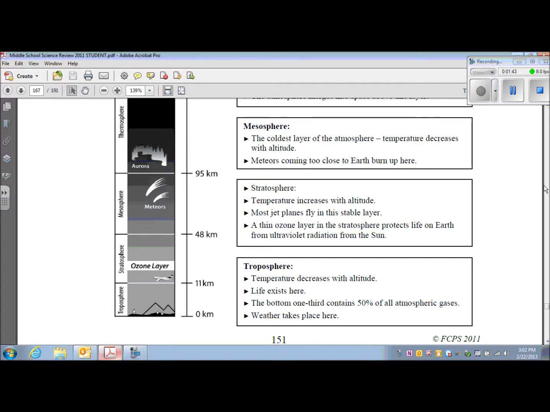In the layer that is closest to the Earth, called the troposphere, temperature decreases with altitude. Life exists here. The bottom 1/3 contains 50% of all atmospheric gases, and weather takes place here. In the next layer, the stratosphere, temperature increases with altitude. Most jet planes fly in this stable layer. A thin ozone layer in the stratosphere protects life on Earth from ultraviolet radiation from the sun.